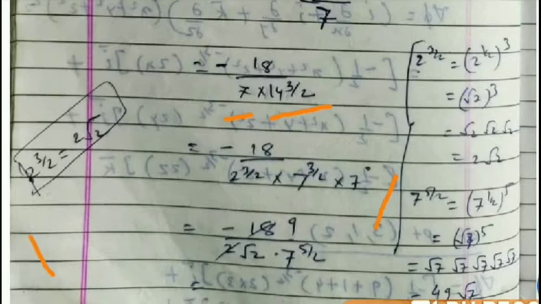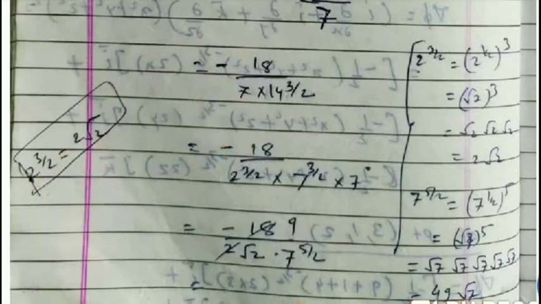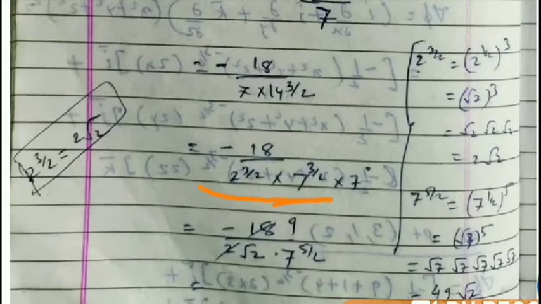So 14, we can write as 7 into 2. So 14 to the power 3 by 2 means 7 to the power 3 by 2 and 2 to the power 3 by 2, and 7 is as it is. So add 7 to the power 3 by 2 and 7, that means 7 to the power 5 by 2.